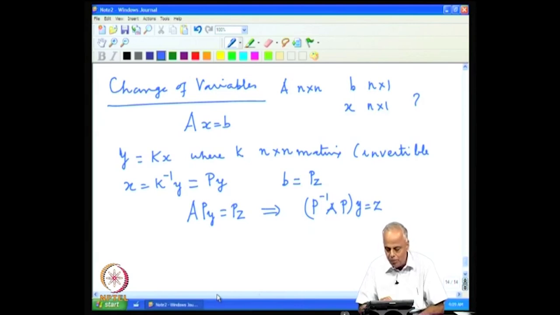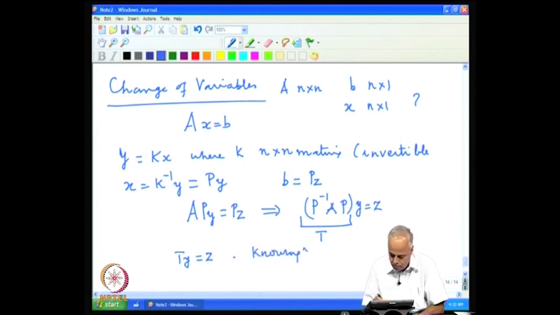Therefore, the equation for y becomes P inverse A P y equal to z. We will call P inverse A P as some T. So, that becomes T y equal to z. Now, if we know y, then we get x as x is equal to P y.